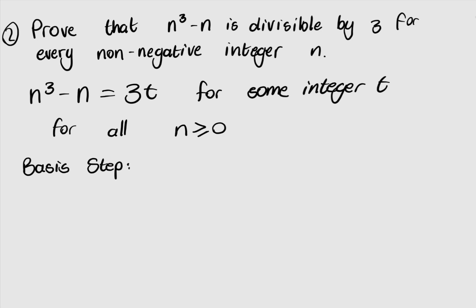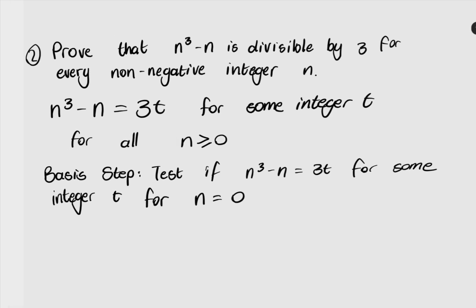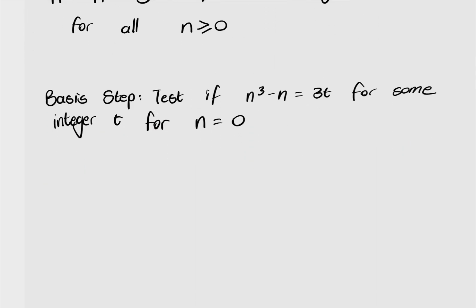Let me just write the basis step, and then I'll be okay. So here is the basis step written out. Let me just move it a little bit down just so that it's a bit more legible. Test if n to the power of 3 minus n is equal to 3t for some integer t, for n equals 0. In terms of the English there, I don't know, but I think it should make sense. But anyway, we're going to do our regular LHS. Left hand side is equal to n cubed minus n.